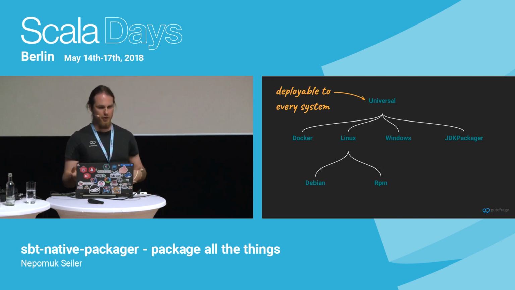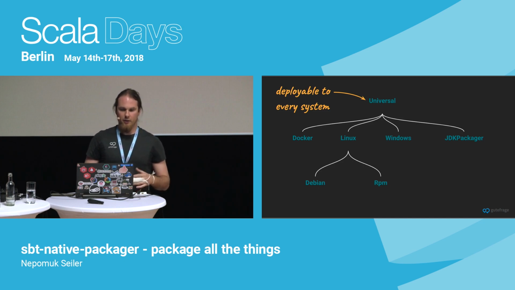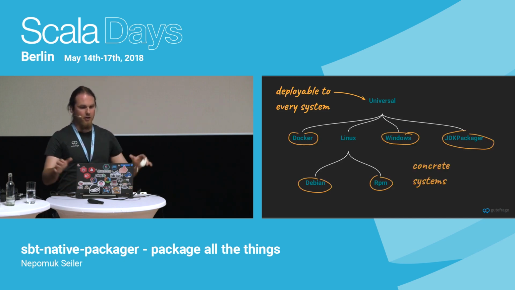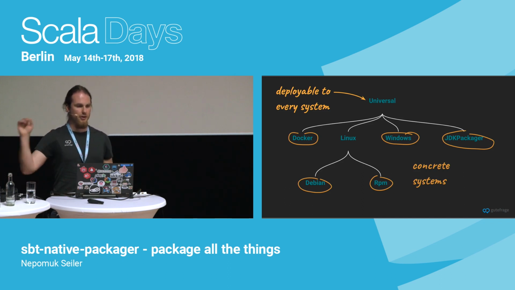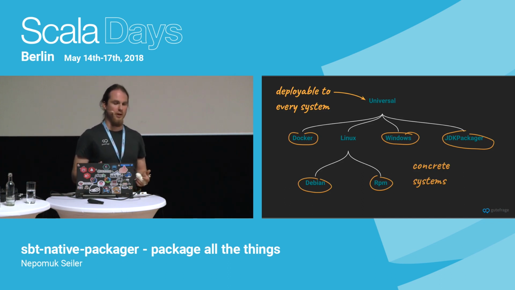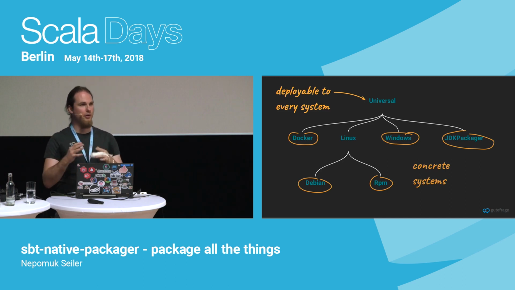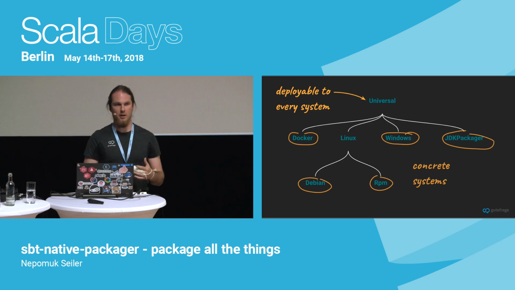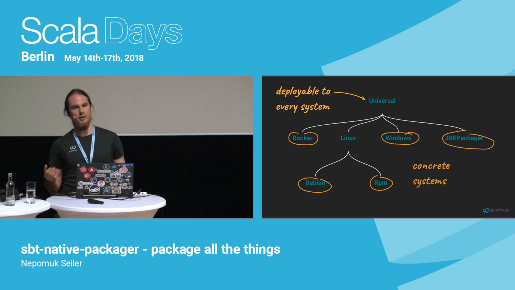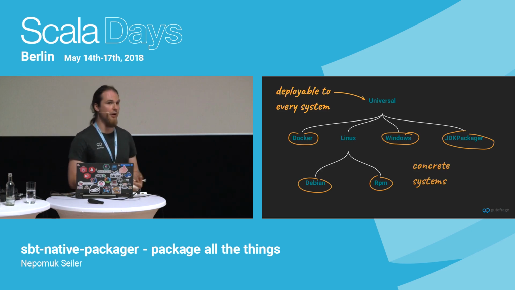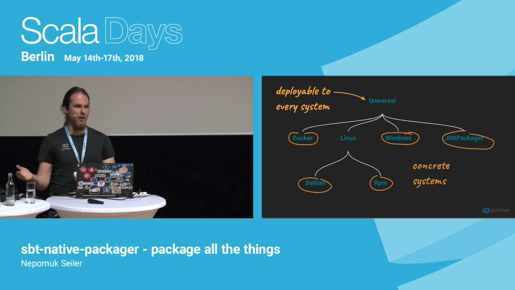This is why it's called universal. And everything that's in universal is also in all concrete systems below. So everything you put in universal is in your Docker image, in your Debian package, etc. This is where most users configure or extend their build if they need to add additional files, because most of you build JVM applications and they run on all these systems. So everything you put there should be deployable on all other systems.